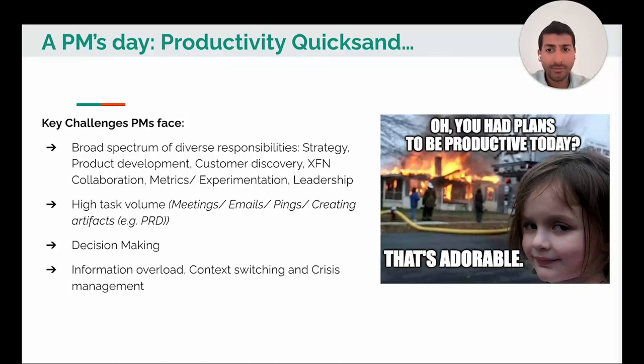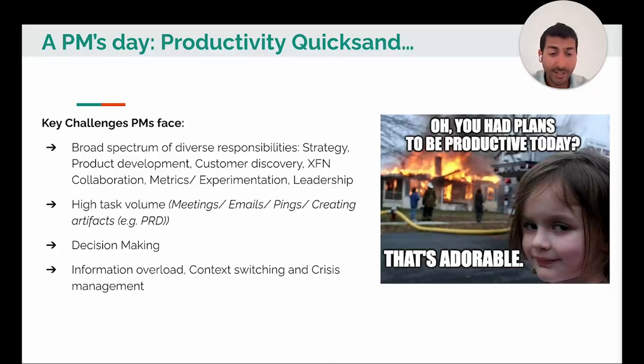So why is this important for PMs? And what are the top challenges that PMs face? Here's how I like to describe it, and this is something that captures this pretty well: a product manager's day can be described as a productivity quicksand, right? The choice of what you choose to do next becomes extremely important.